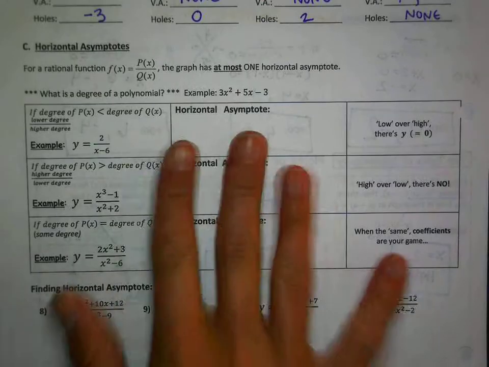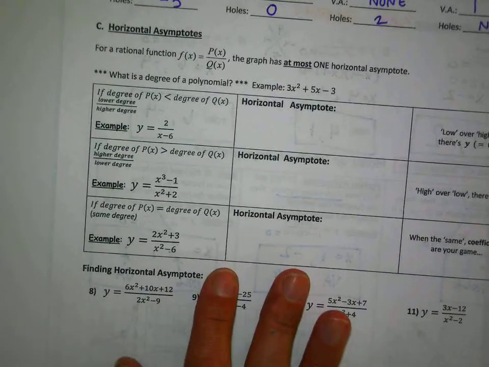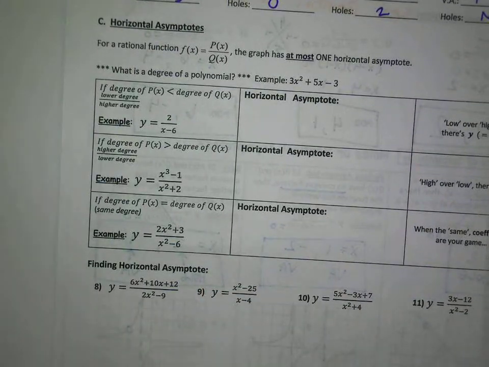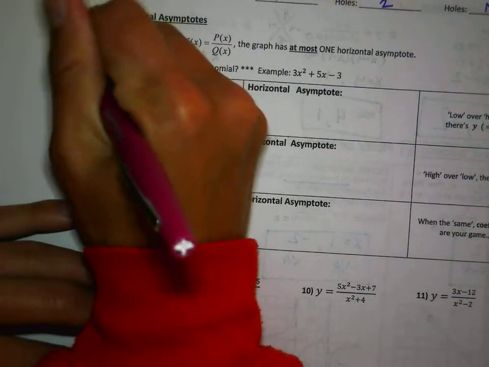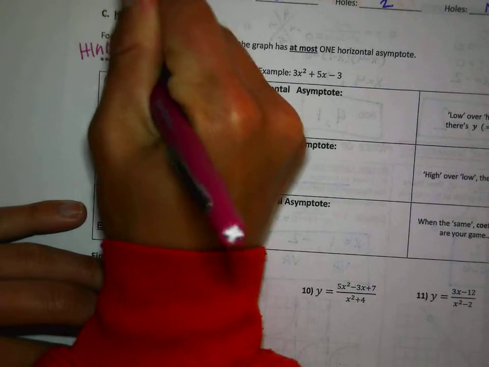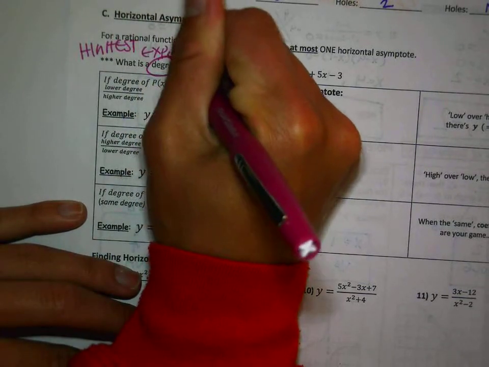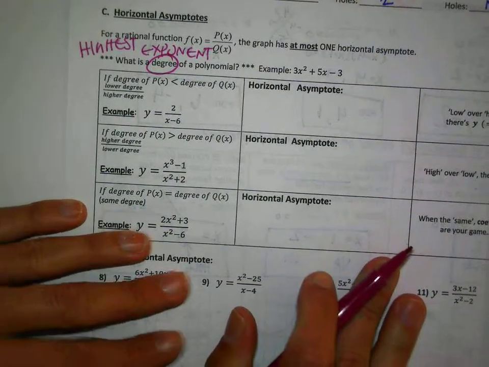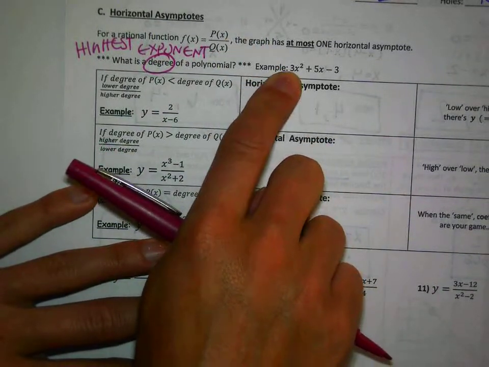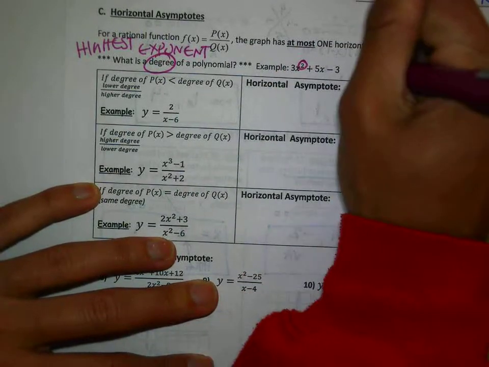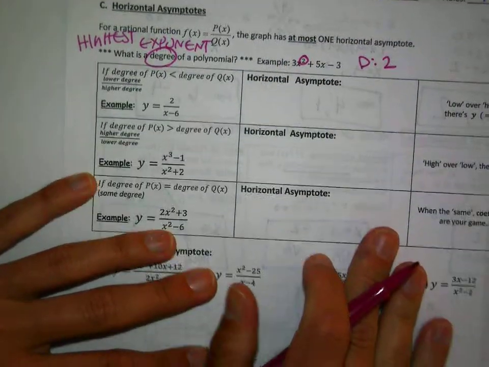All right, almost done. Horizontal asymptotes. Horizontal asymptotes are a whole other method. We are looking at the degrees for horizontal asymptotes. Do y'all know what the degree is? The degree is the highest exponent. So in this example here, what is the highest exponent? 2. So the degree is 2.